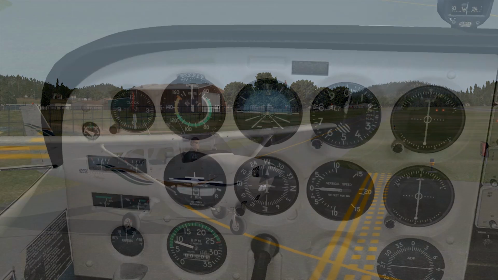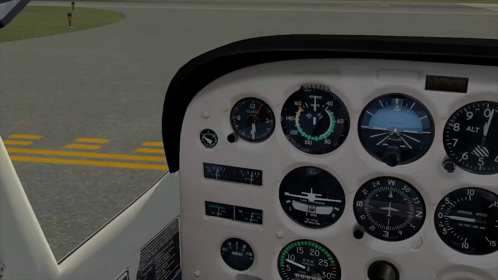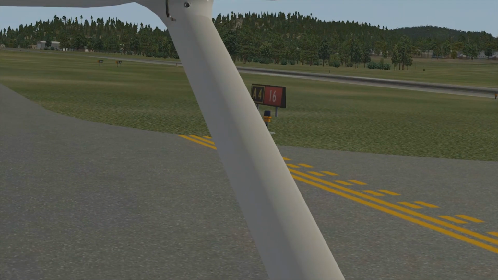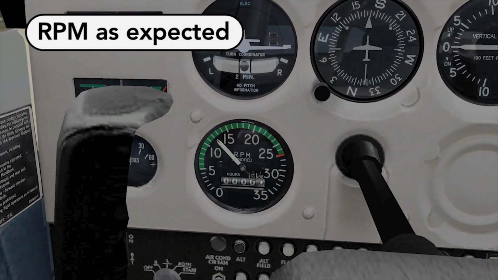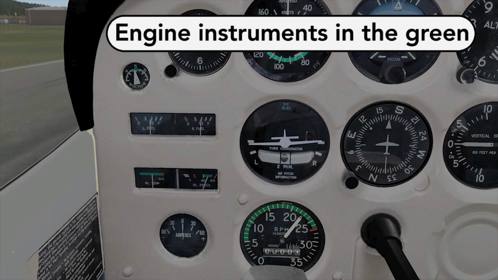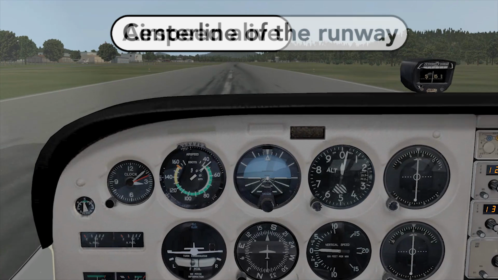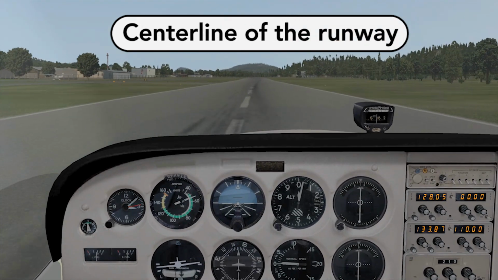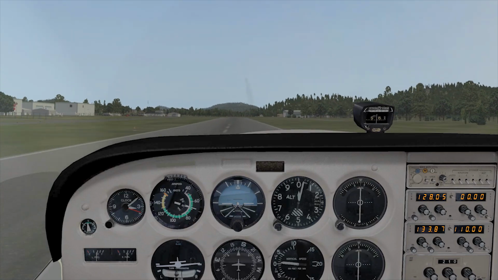Next time you're holding short, chart the path of a REACT check for your cockpit. Then pick a visual point down the departure runway where you still have distance to stop. When it's time to pour on the coals, run your REACT. RPM, stop now or proceed. Engine gauges, stop now or proceed. Airspeed, stop now or proceed. Centerline, stop now or proceed. Takeoff point, stop now or depart.